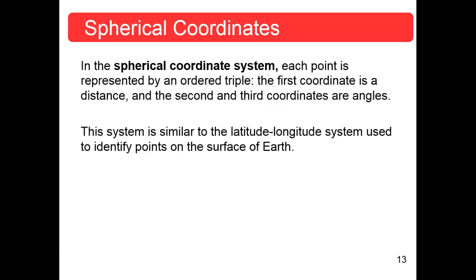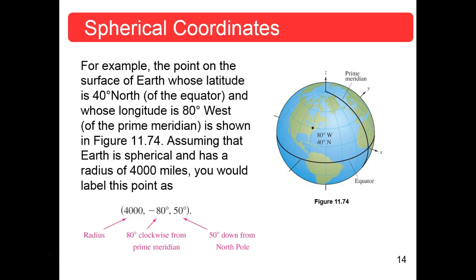This system is similar to the latitude-longitude system used to identify points on the surface of the Earth. There, points on the surface of the Earth are always the same distance from the center, so that makes it pretty easy, because that's always going to be the radius of the Earth, and then the latitude will be one coordinate and longitude will be another. It's just reversed: it's longitude, then latitude.